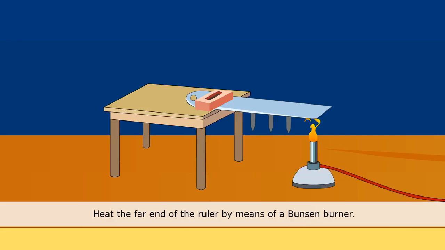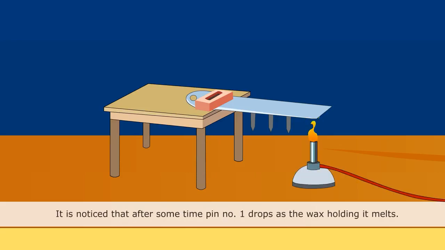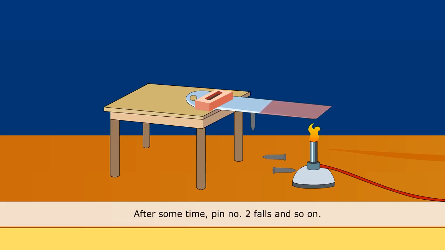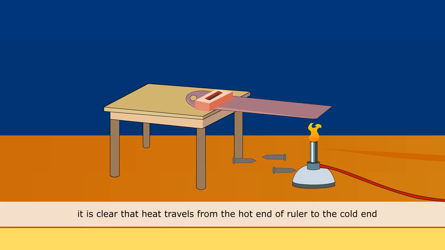Heat the far end of the ruler by means of a Bunsen burner. It is noticed that after some time, pin number 1 drops as the wax holding it melts. After some time, pin number 2 falls and so on. From this activity, it is clear that heat travels from the hot end of the ruler to the cold end and without the actual visible movement of the particles.